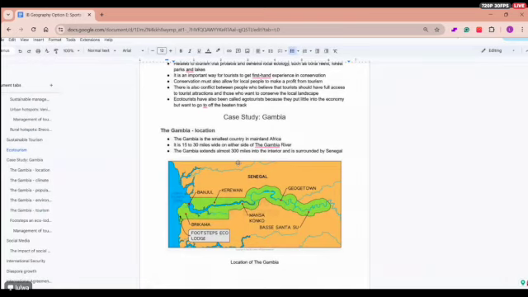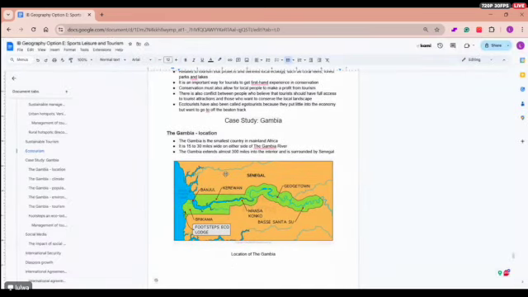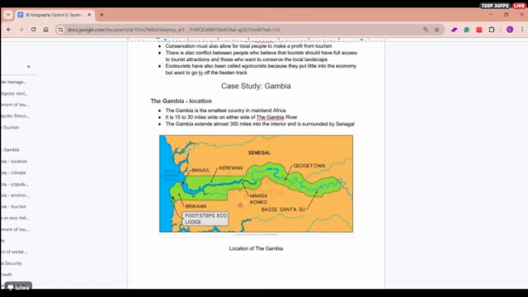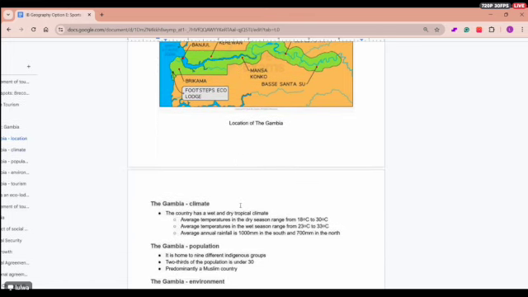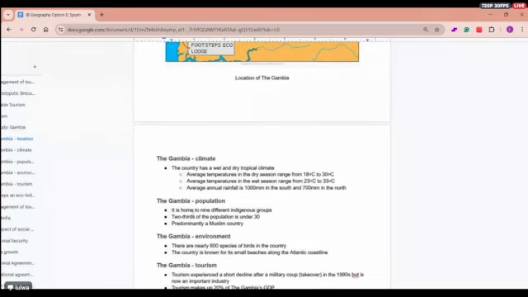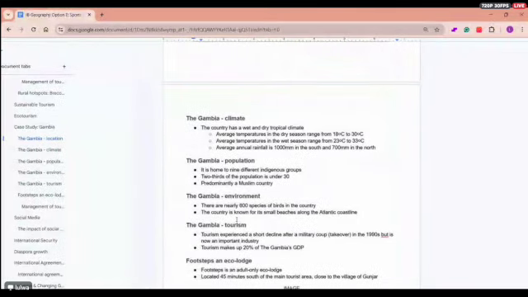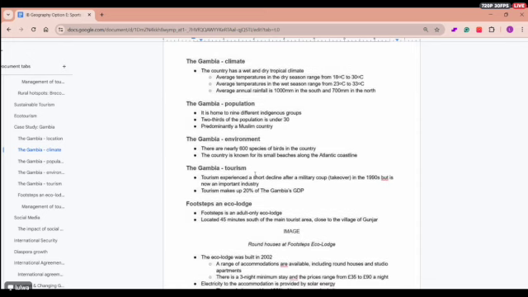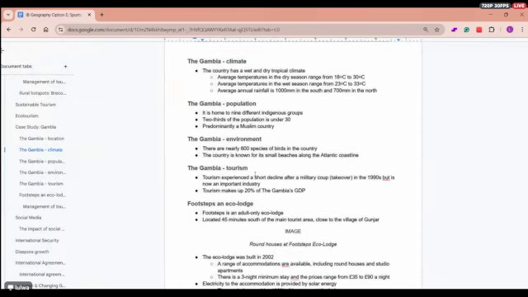So, Gambia is the smallest country in mainland Africa, and the Gambia River extends almost 300 miles into the interior and is surrounded by Senegal. So, Gambia's climate is wet and dry, and it is home to 9 different indigenous groups, and 2/3 of the population is under 30, and they are predominantly a Muslim country. And in the Gambian environment, there are nearly 600 species of birds in the country, and the country is known for its smallest beaches along the Atlantic coastline.